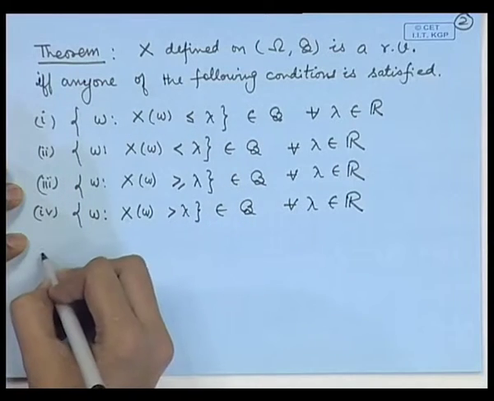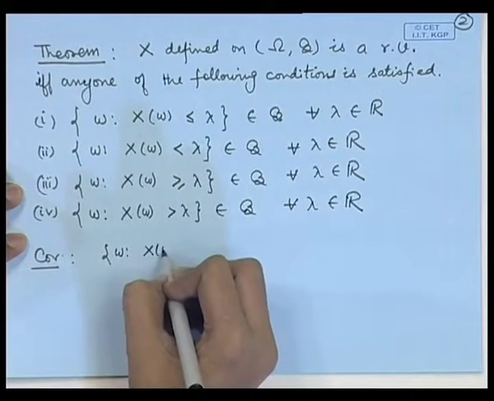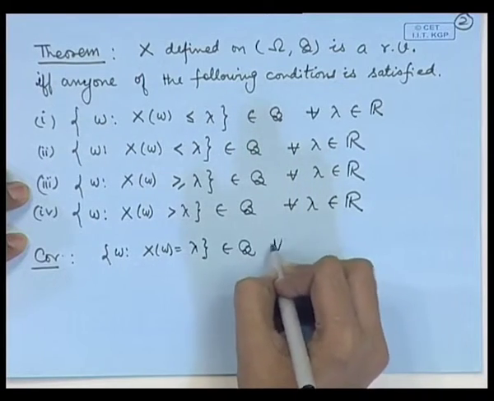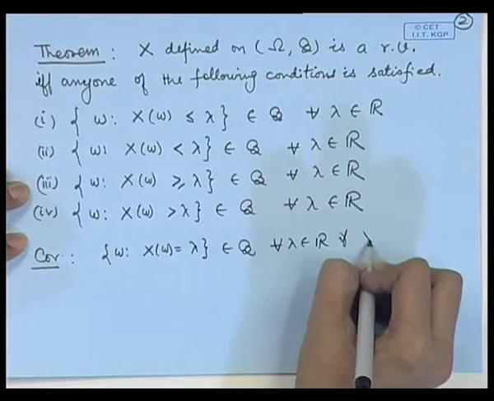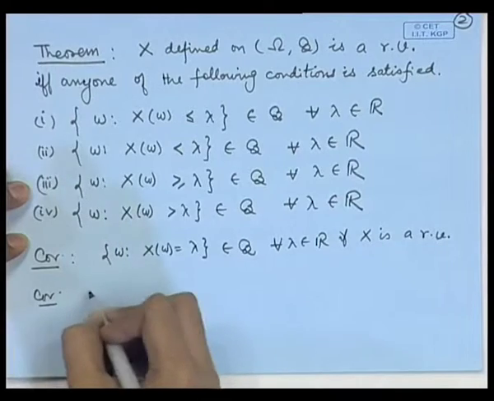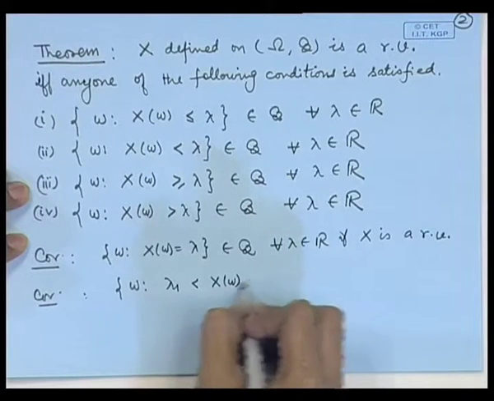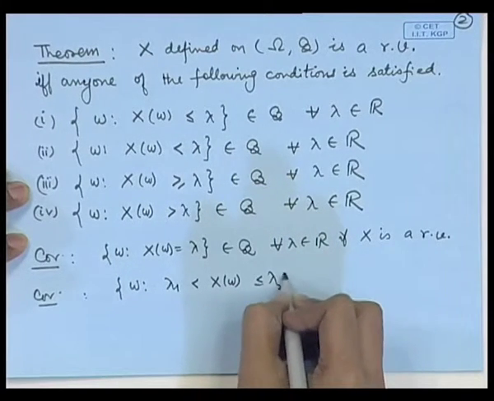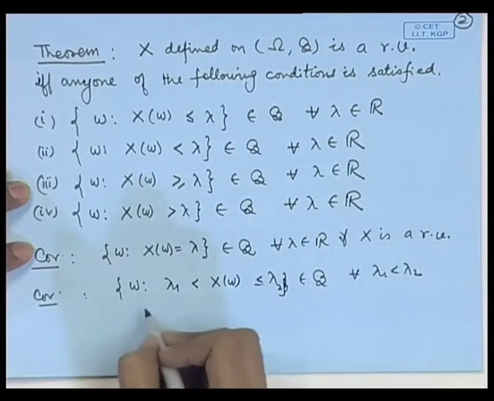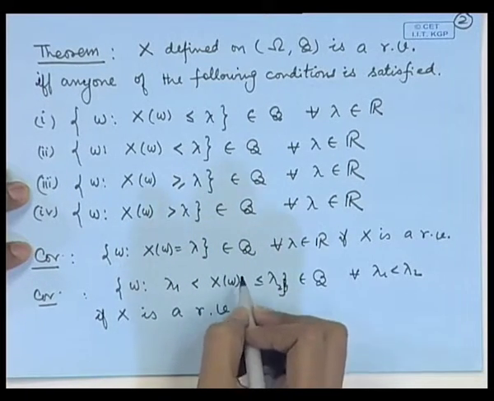As a corollary to this, the set of all those omegas such that X omega is equal to lambda also belongs to B, for all lambda belonging to R, if X is a random variable. Similarly, if I consider the set of all those omegas such that... this also holds if X is a random variable. So, these are some natural consequences.